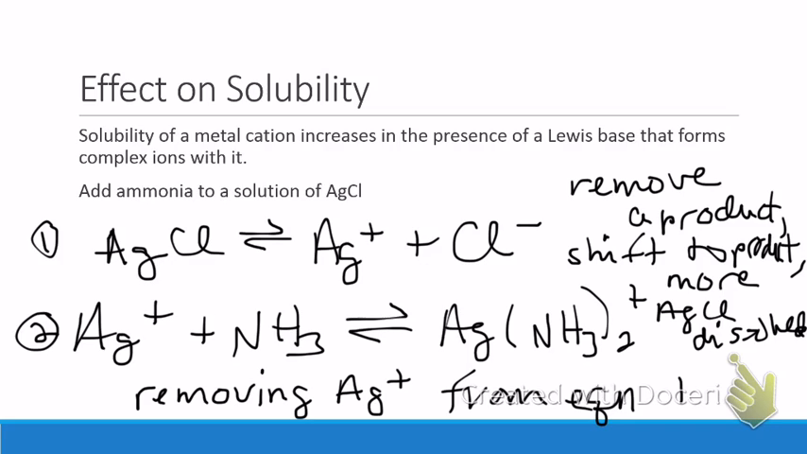So we hopefully remember when we did the Le Chatelier's Principle lab back a few weeks ago, we had a system similar to this where we precipitated out some silver chloride and then added ammonia to that, and we saw that that caused the precipitate to dissolve, and that's because the complex ion was forming in this case.